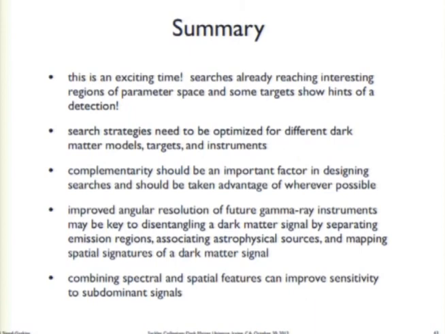There are already really exciting results, and we're already seeing hints of a detection. We can optimize our search strategies for different dark matter models, targets, and instruments. We should always think about complementarity. We can look forward to improved angular resolution of future gamma-ray instruments. And this would also help us map out spatial signatures of a dark matter signal. And finally, combining spectral and spatial features can improve the sensitivity to subdominant signals.